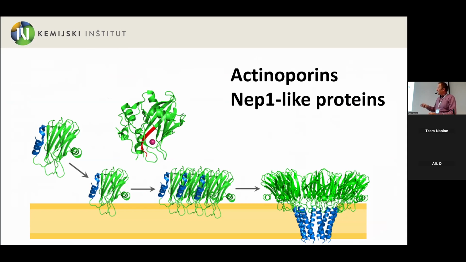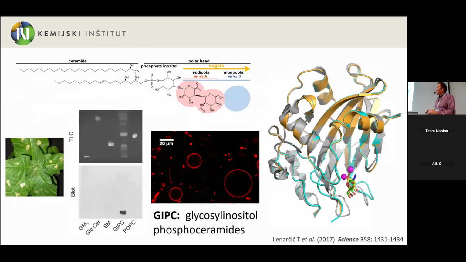So NEP1-like proteins are a bit different. The beta sandwich architecture is conserved, but the other parts and loops at the bottom are not so well conserved. One interesting feature of these molecules is that they would only work on plant sphingolipids, and no other membranes will be a good substrate for binding and membrane damage. Plant sphingolipids are different from animal ones.